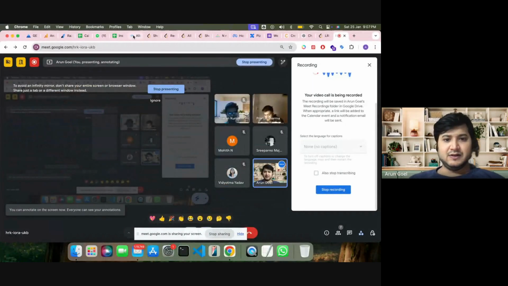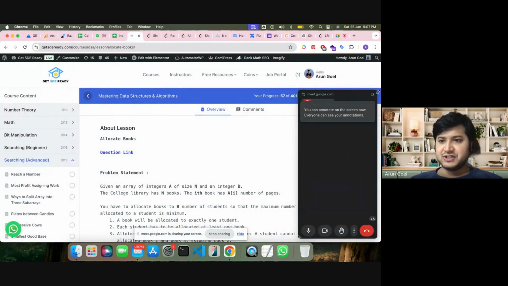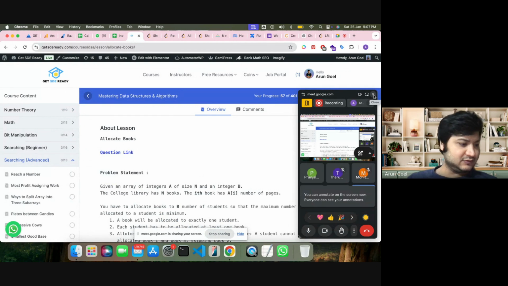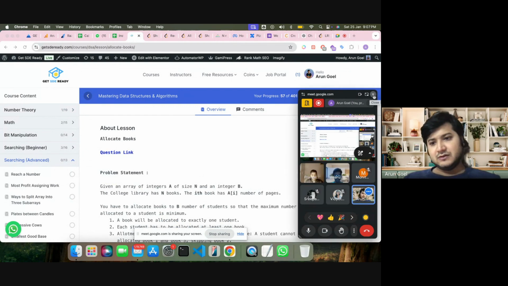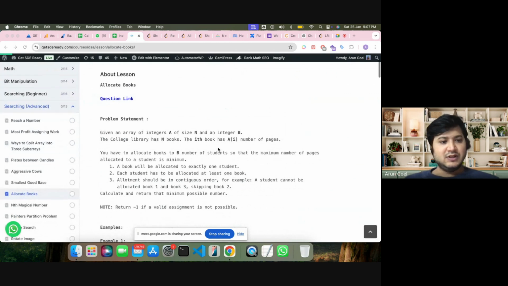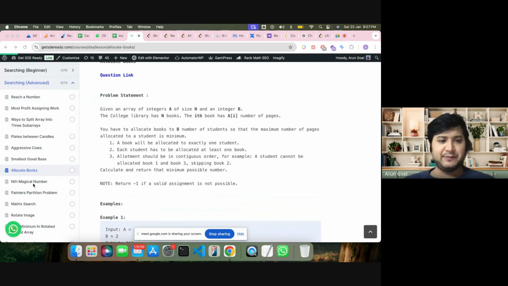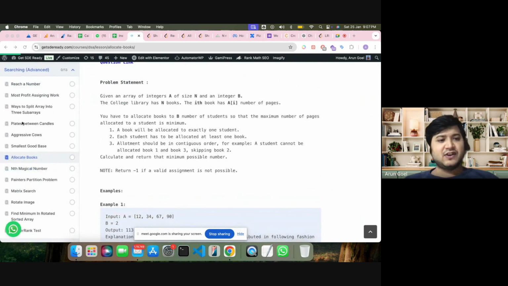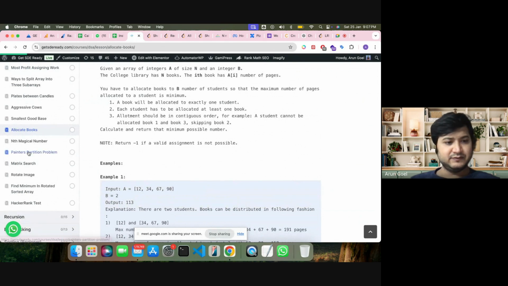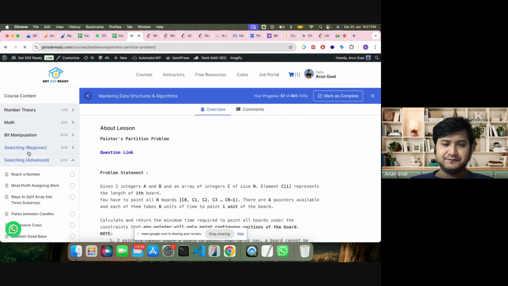Okay. I hope you guys are able to see my screen. Yes. Let us start. So here in searching advanced, there are a few types of questions: aggressive cows, plates between candles, allocate books, painter partition. Should we pick these kinds of questions today? Yes, we can try. Everyone is on the same page?